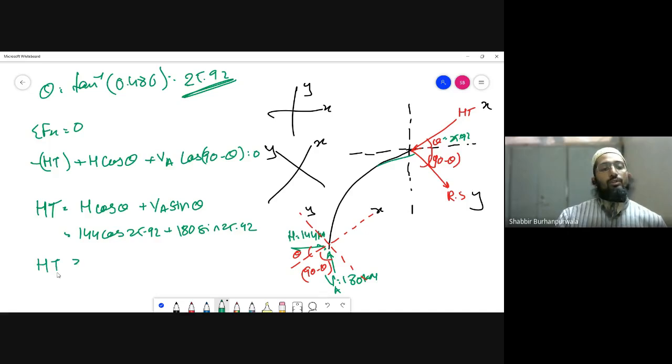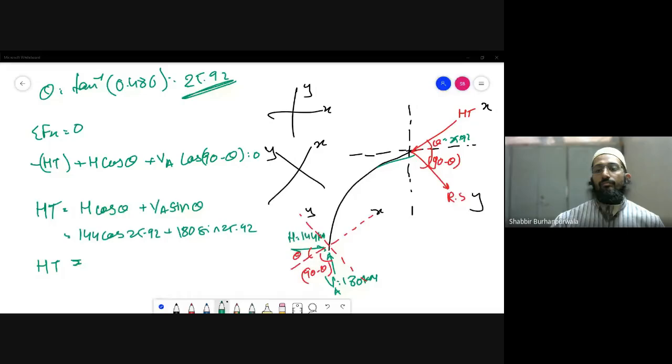So your horizontal thrust comes out to be how much? What is the value of horizontal thrust you are getting? Please put it in the chat box.